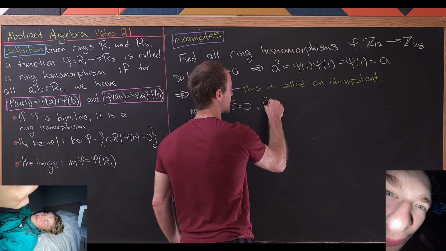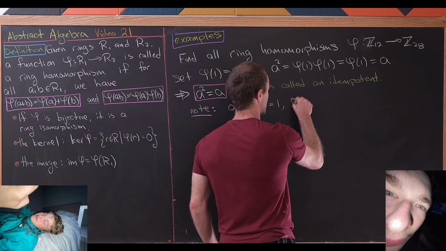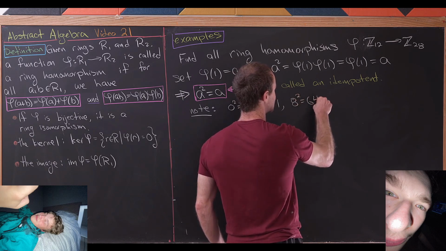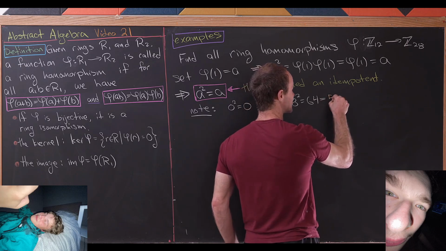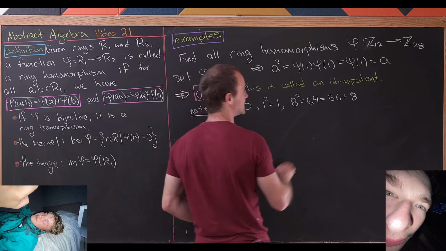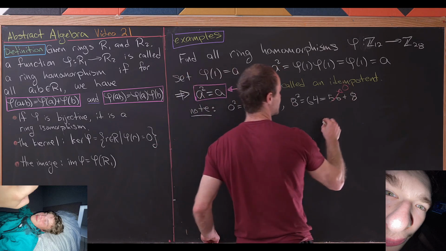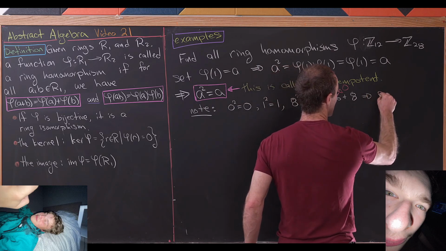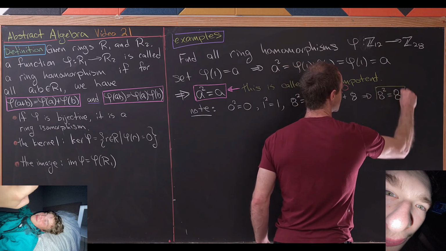We have 1 squared is equal to 1. That's clear as well. We have 8 squared. Well, that's equal to 64. But notice 64 is the same thing as 56 plus 8. But inside of Z28, 56 is 0. So that means, in fact, we have 8 squared is equal to 8 inside of Z28.